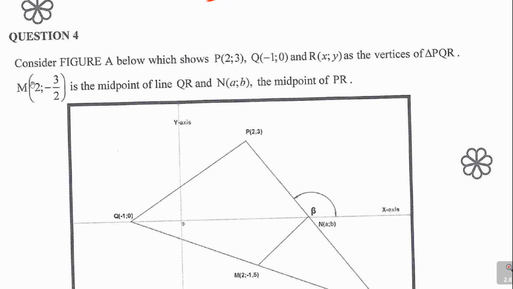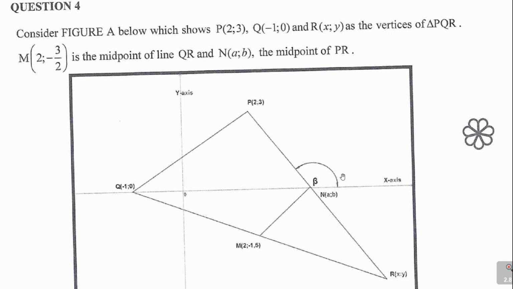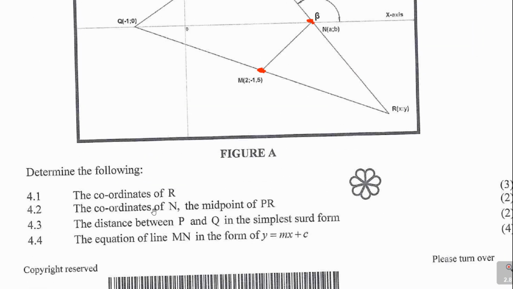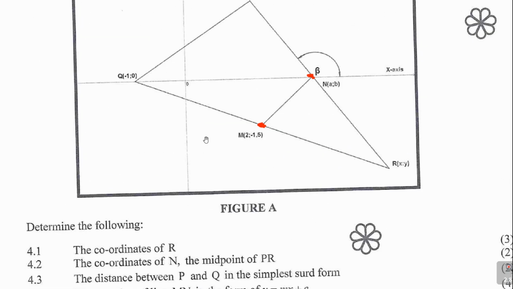Question 4. Also consider the following figure A below. And then they give, this is analytical geometry. And then they give you some of that information to say P is that, Q is that, and R is that. And then after that, they're saying M is the midpoint there. What we have is a midpoint of QR, and this is a midpoint of PR. And then after that, they are saying determine the coordinates of R. You're using the midpoint formula to determine that.